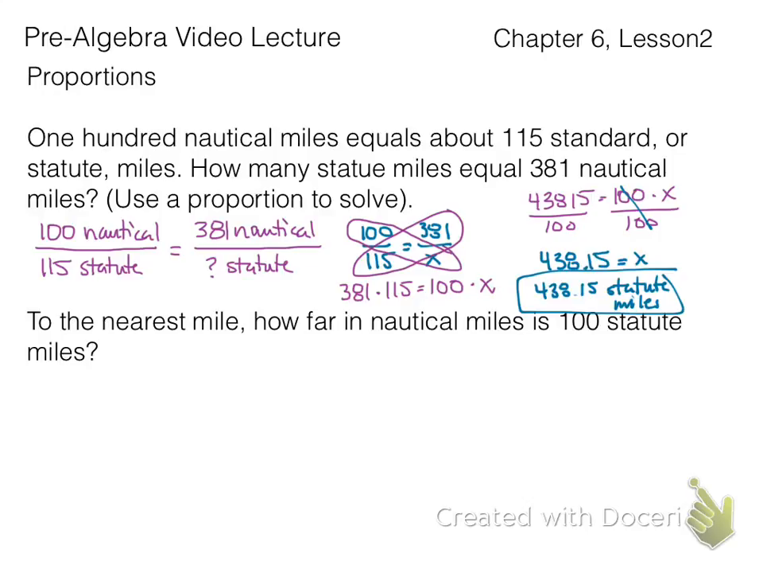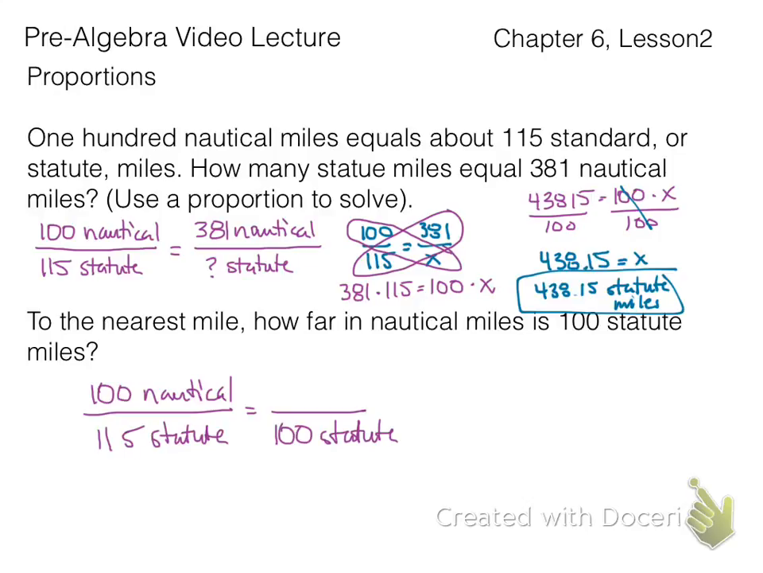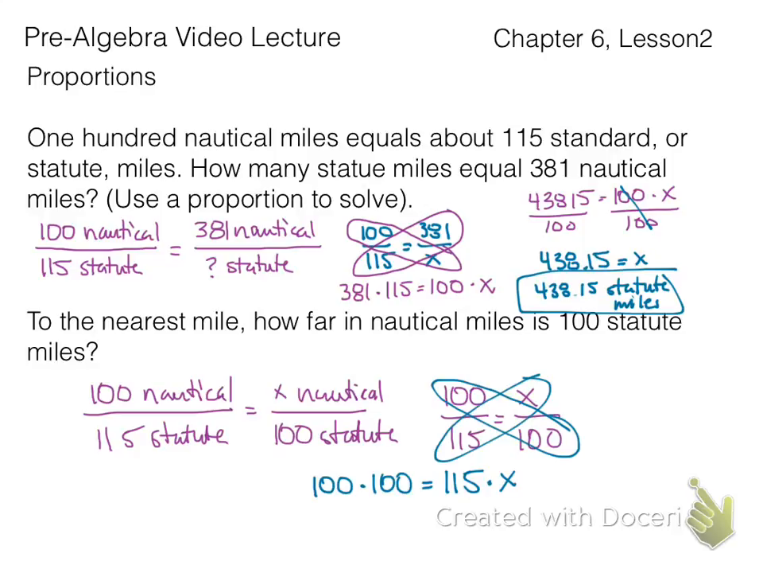Okay, so the next question is, to the nearest mile, how far in nautical miles is 100 statute miles? Well, we're going to use the exact same starting fraction that we did up here, all right? So 100 nautical miles over 115 statute miles is equal to how many nautical miles over 100 statute miles? Well, there's the proportion. We're going to end up with 100 times 100 is equal to 115 times x.